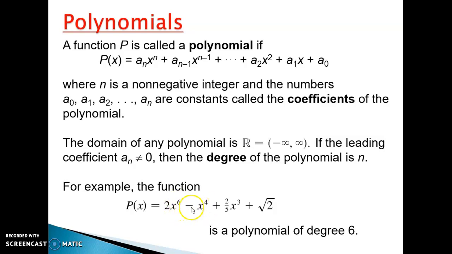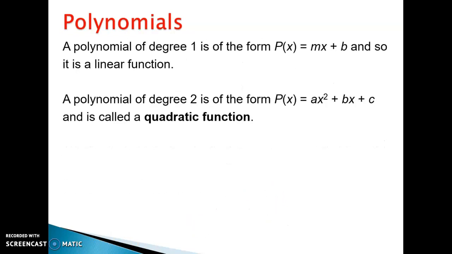And then we have negative 1 times x to the 4th. Then we have plus 2/5, which is the coefficient, times x to the 3rd. And then plus radical 2, which is just a number, a constant term. This is a polynomial of degree 6. A polynomial of degree 1 is of the form y equals mx plus b, so it is a linear function. Polynomials of degree 2 look like this.